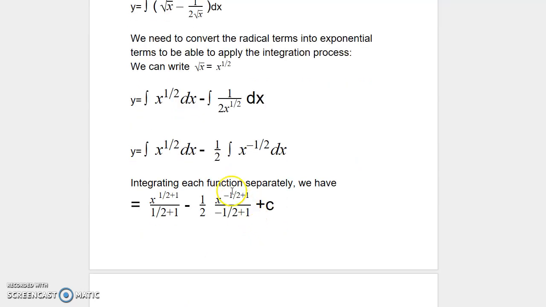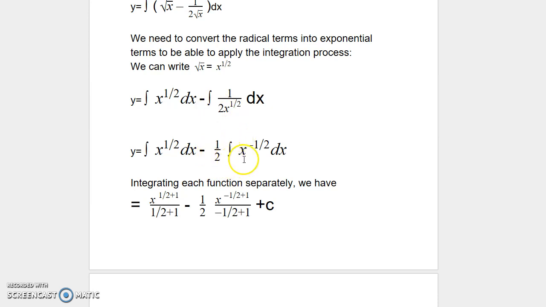Now we are looking for constant terms inside of the integration symbol here. In the first term, we don't have any constant, so the first term can be written as is: y is equal to integral x to the power of 1 half dx. There's no change here. In the second term, 1 half is a constant, so we're going to pull out that 1 half outside of the integration process.